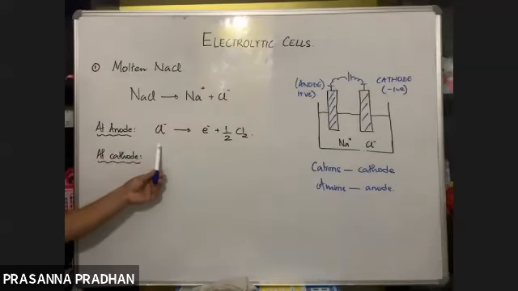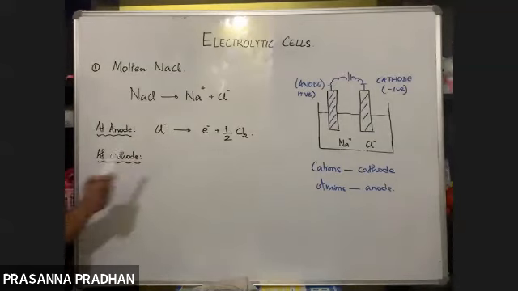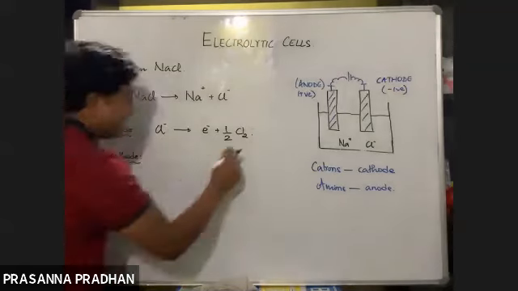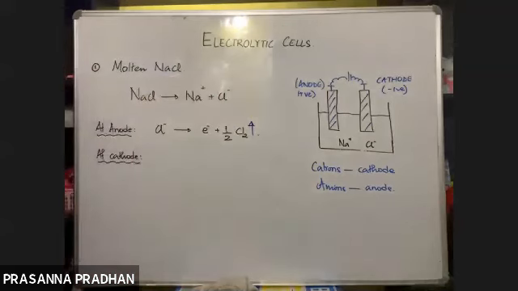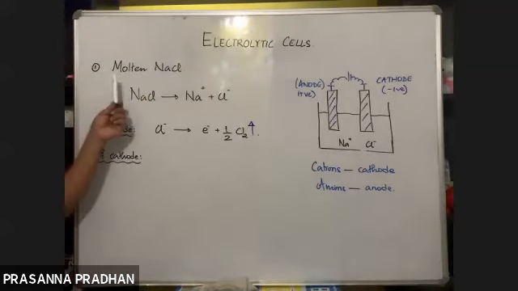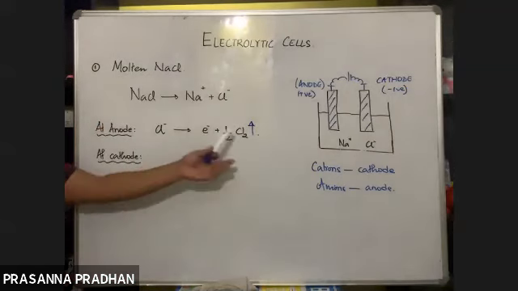So what happens at the anode? Chloride ions will undergo oxidation. They will lose an electron, one electron, since they have one negative charge, and chlorine gas will be liberated. So chlorine gas is liberated at the anode. So what are the products of electrolysis of molten NaCl? Chlorine gas is liberated at the anode.